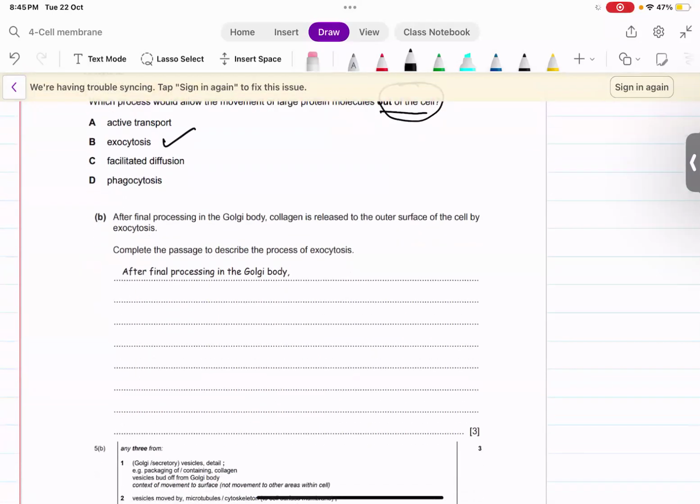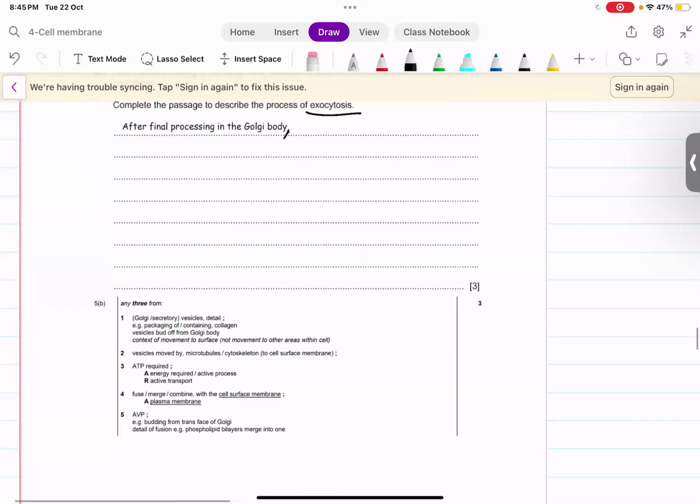After final processing in Golgi bodies, collagen is released to the outer surface of the cell by exocytosis. Complete the passage to describe the process of exocytosis. After final processing in the Golgi body, collagen is enclosed in membrane-bound vesicles known as Golgi vesicles or secretory vesicles. Those vesicles move toward the cell surface membrane, fuse with it on the inside, and then expel the contents out. So that's how collagen is removed.